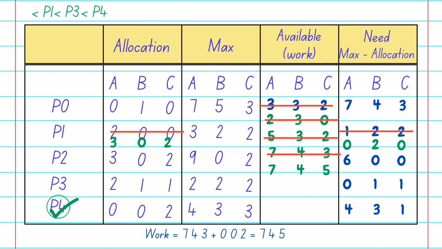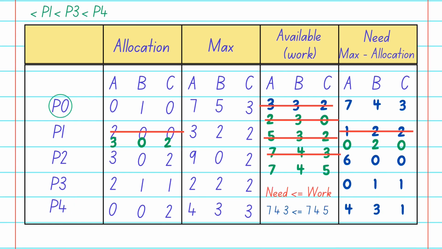Again we go for the process P0. For process P0, need is 743 and available is 745. So 743 is less than or equal to 745. This condition is satisfied. So the new work value will be work plus allocation, that is 745 plus 010, which is equal to 755. We update this new work value in our table, and process P0 goes to the safe state. The next remaining process is P2.